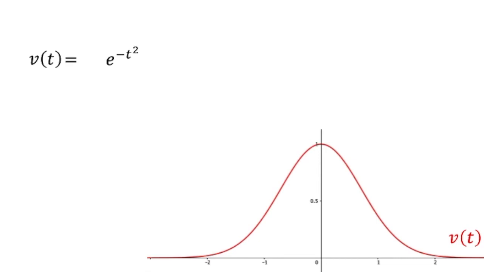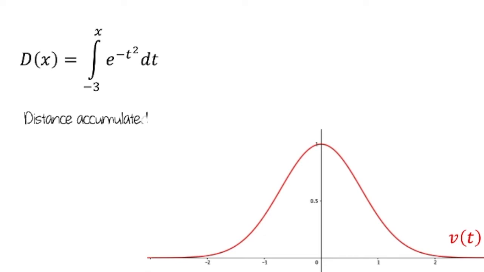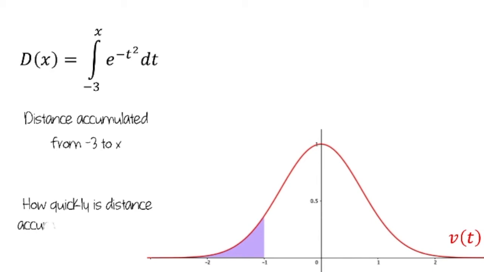Next, let's think about an accumulation function. Here, d of x tells us the amount of distance the car accumulates between time -3 and time x. We want to know about the rate of change of this accumulation function. For example, if we imagine the distance accumulating, we can ask how quickly the distance is accumulating when x equals -1. It is difficult to determine this because the rate seems to be constantly changing.